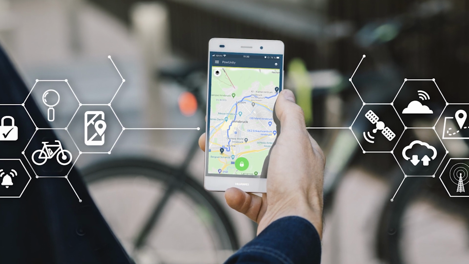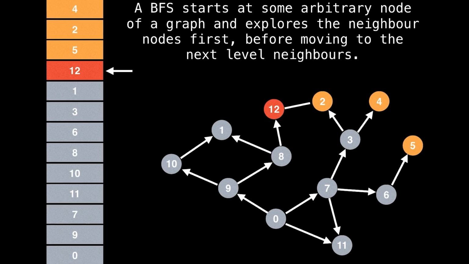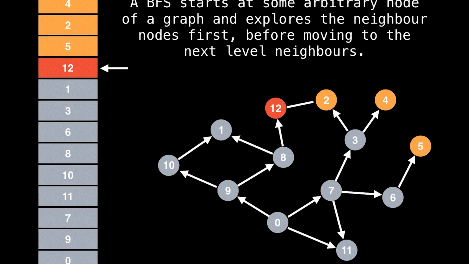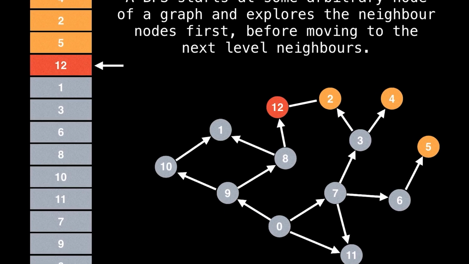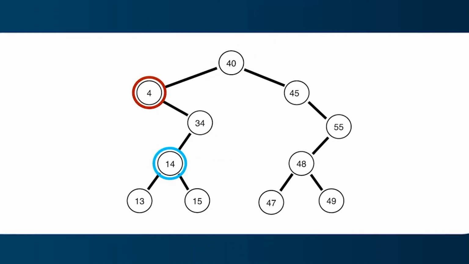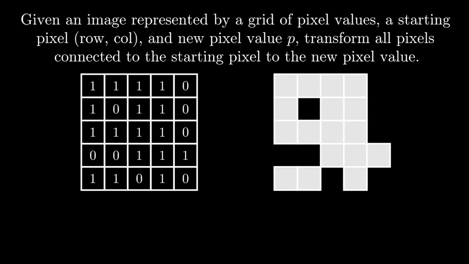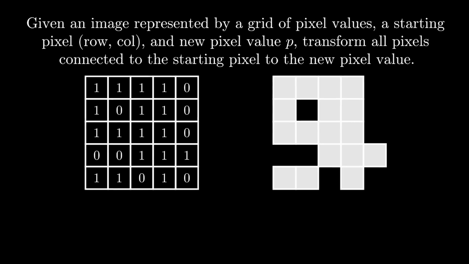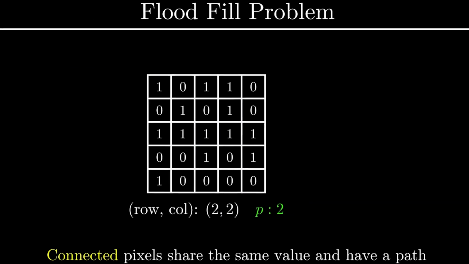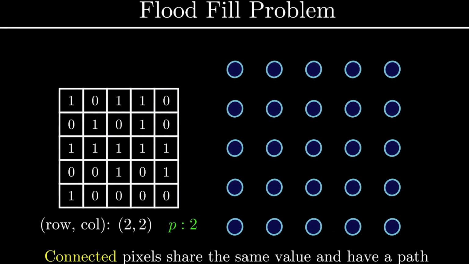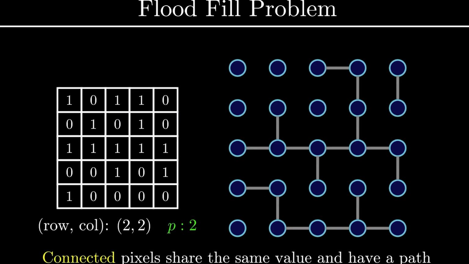systems and online maps. However, BFS can also have limitations, particularly when dealing with large graphs or when the search space is very complex. In such cases, BFS may require an enormous amount of memory and processing power to explore all possible paths. This can make it impractical or even impossible to use BFS for certain types of problems.